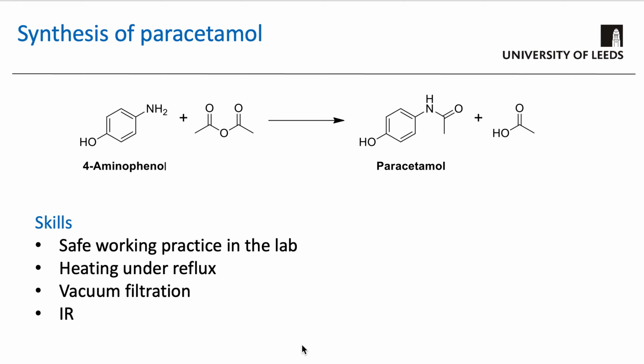Okay, so this briefing video is going to give you some background, some information about what you're doing for your paracetamol synthesis experiment. In this experiment, you're going to be starting with 4-aminophenol. You're going to be reacting it with acetic anhydride, and these two chemicals are going to come together, where the amine and the anhydride form a new amide bond, and this will give you paracetamol with acetic acid as a byproduct.